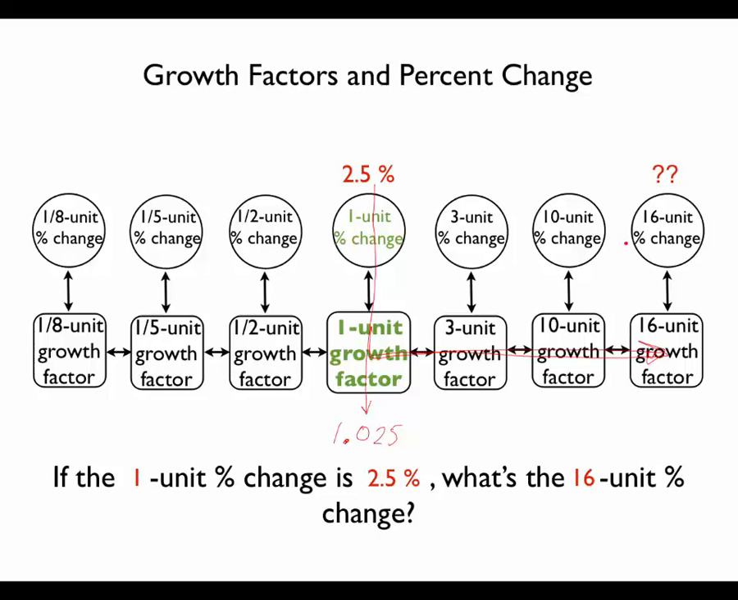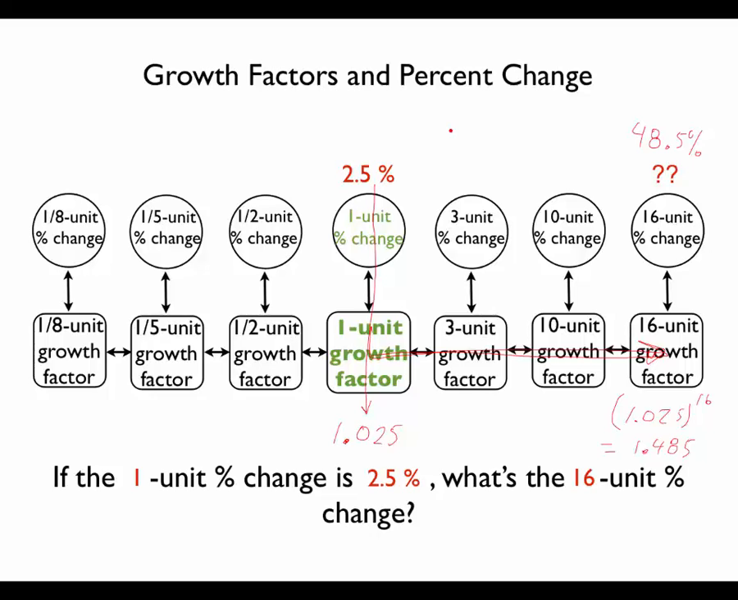So how do we get the 16 unit? Take 1.025 to the 16. That's right. You get 1.485. And then you subtract that by 1. You get 0.485. Okay, you multiply that times 100, you get 48.5%. Right, a lot more than 16 times 2.5, which is 40. But instead, for 16 units, you get a 48.5% increase.